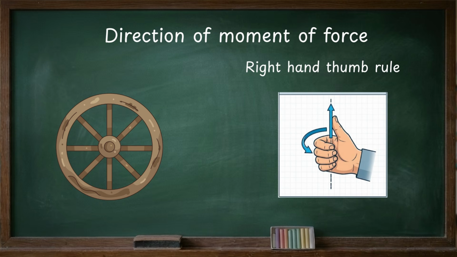Now try it for a clockwise rotation. Curl your right fingers in the direction of the clock hands. Your thumb will automatically point straight down into the page, showing you that a clockwise moment is directed inwards. Your thumb acts as the vector arrow, pointing exactly where the torque is directed along the axis of rotation.